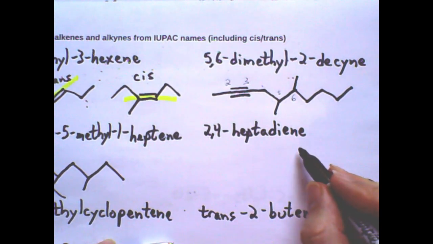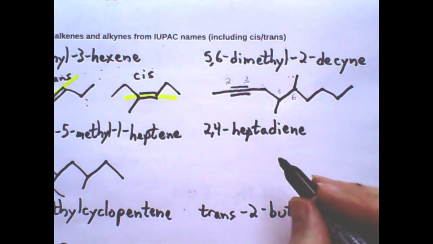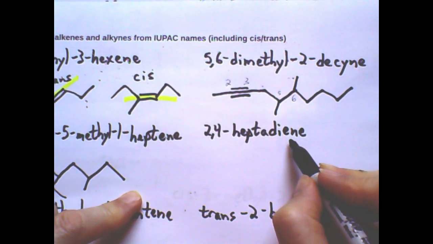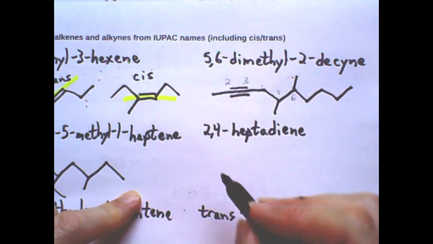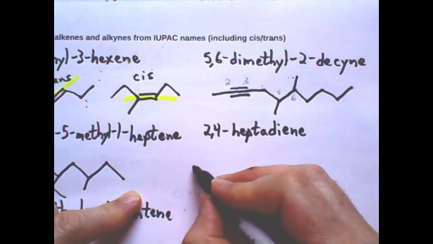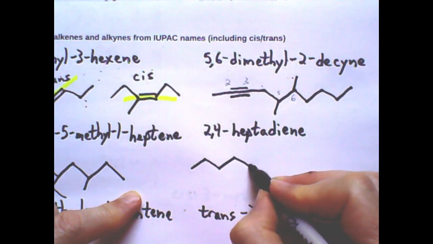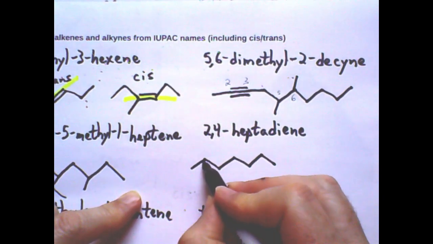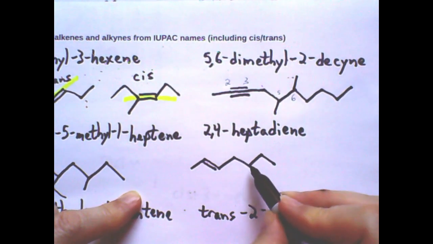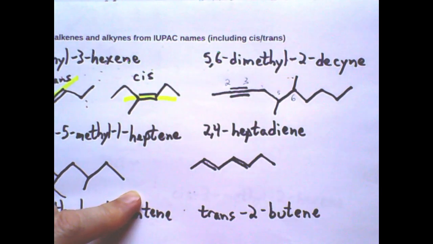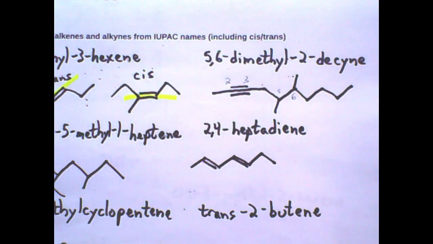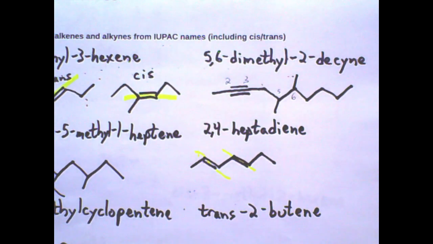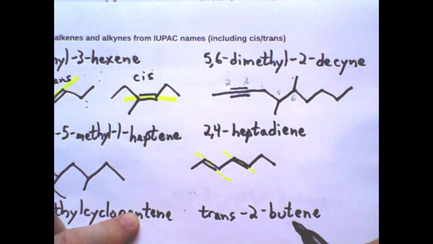2,4-heptadiene. Hepta tells us 7 again. Diene tells us we have 2 double bonds. So I could just go like 1, 2, 3, 4, 5, 6, 7. And then I count to 2, draw a double bond, 3, 4, double bond to 5, 6, 7. In this case, both of these are trans. So I've only drawn one option of this.